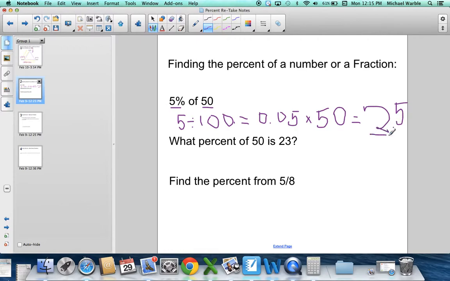What percent of 50 is 23? So we need to know what percent of 50 is 23. Well, we know that a percent is a number out of 100. So we have 23, and we need to take that and divide it by 100. And we're going to get an answer of 0.23.